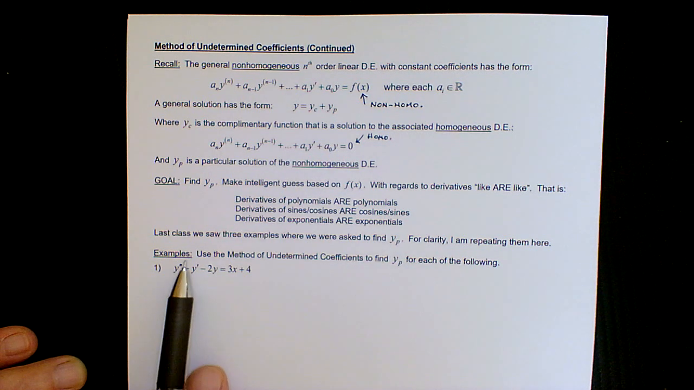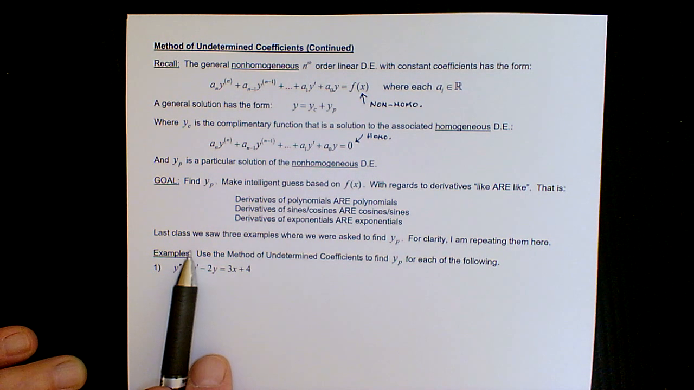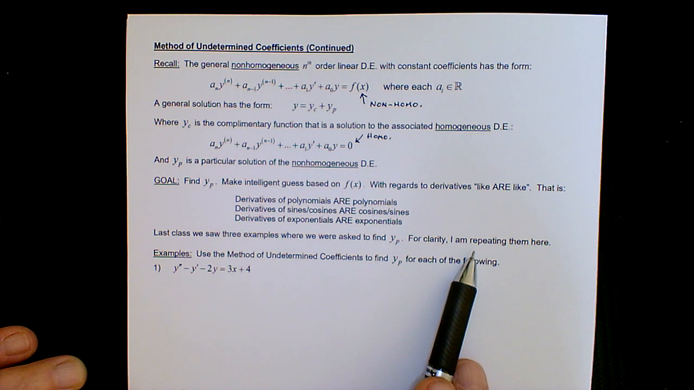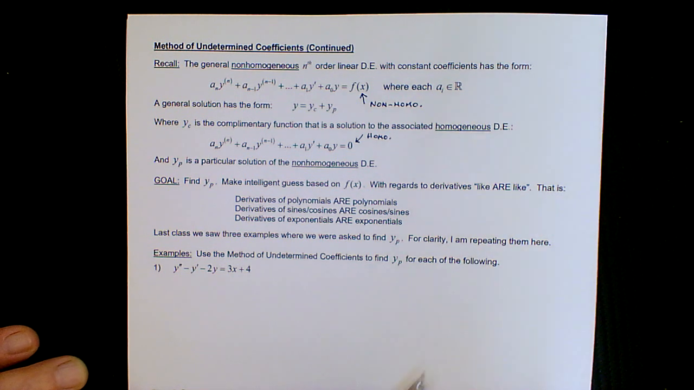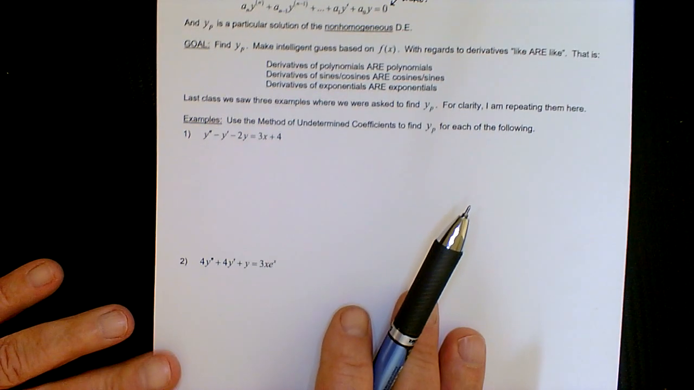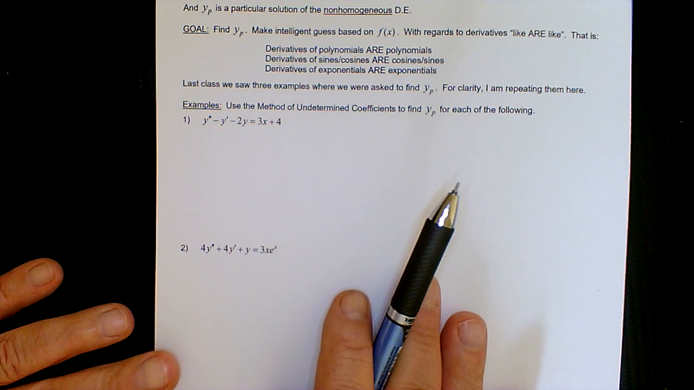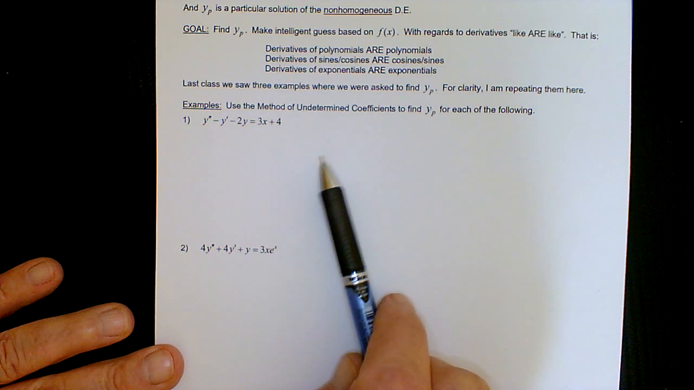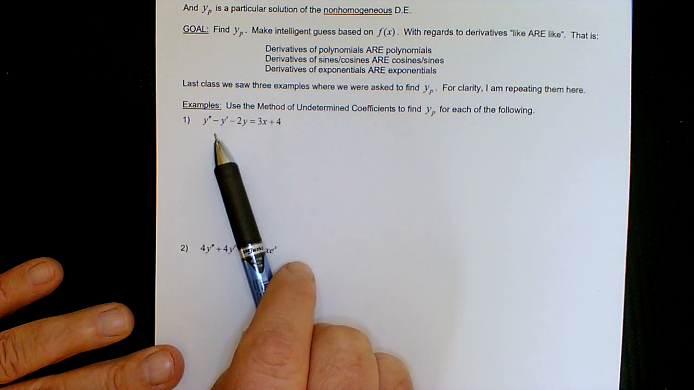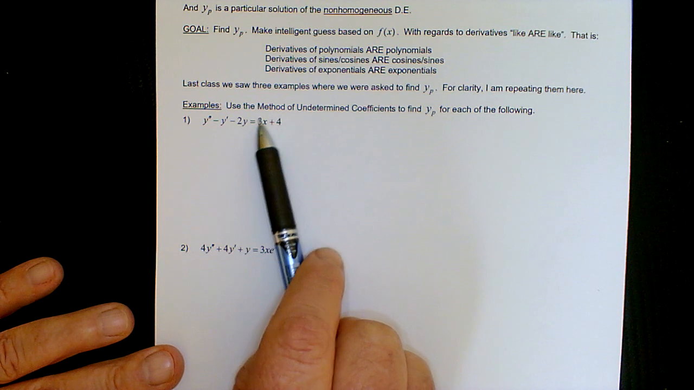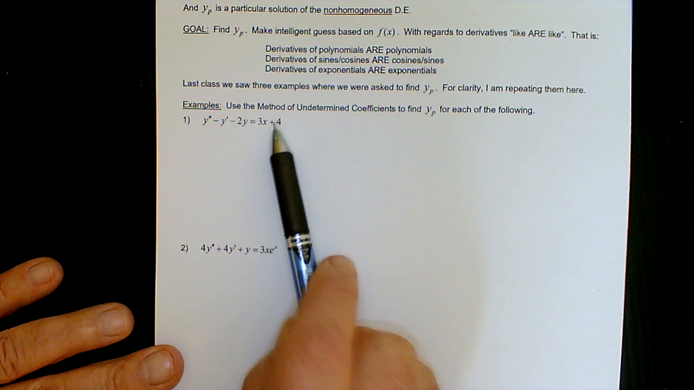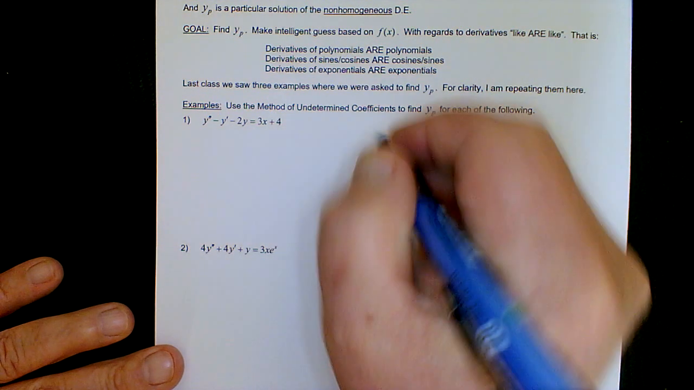That is, derivatives of polynomials are polynomials, derivatives of sines and cosines are cosines and sines, and exponentials are exponentials with regards to differentiation. So here's the three examples that we saw last time, and again I'm going to repeat them. And it tells us to use the method of undetermined coefficients to find y sub p for each of the following.